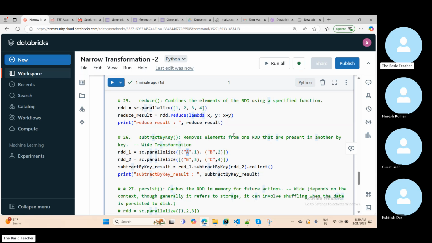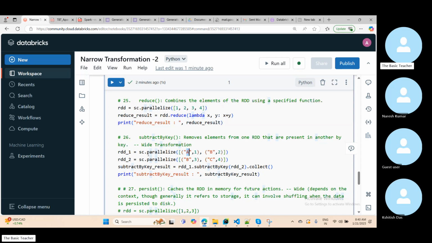This has to remove elements from one RDD that are present in another RDD. So without checking, how can it remove? It has to make sure. Then only it can come up with the final and perfect output. Because of that, this is going to communicate with all the data. So data shuffling will be happening, and that's why this is part of wide transformation.